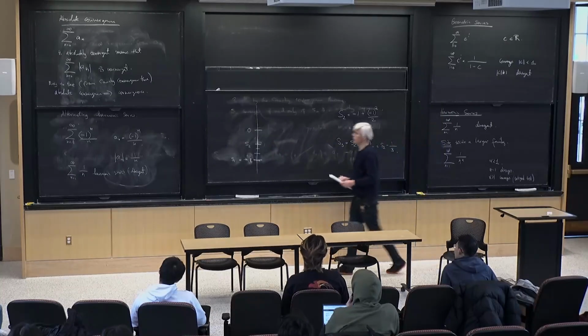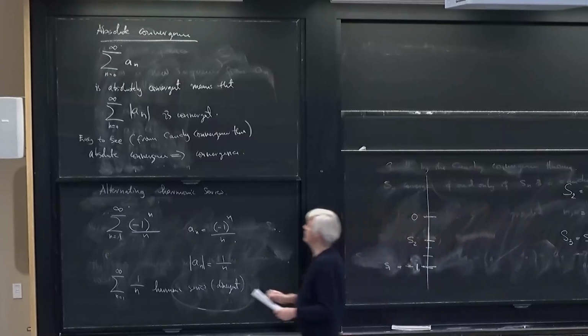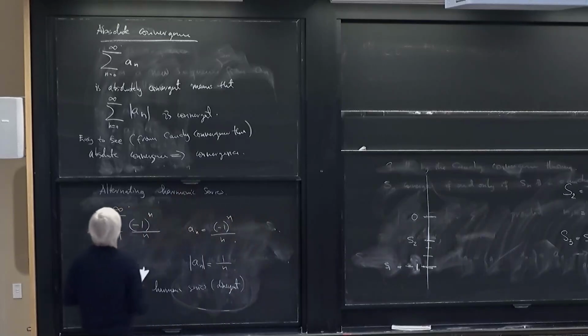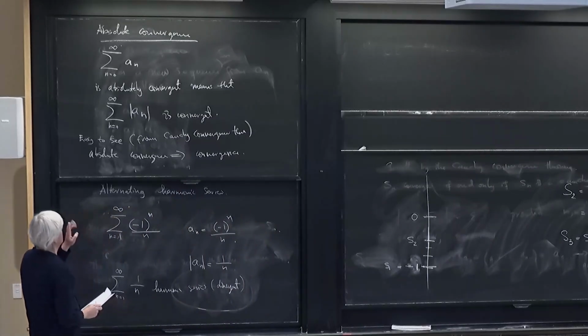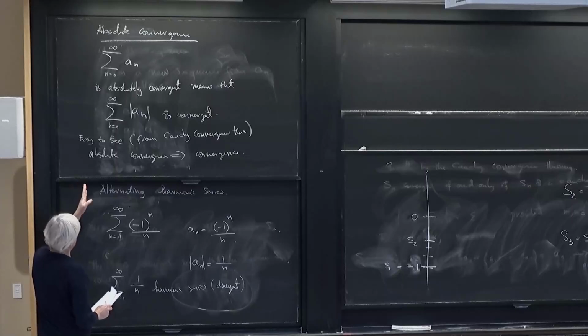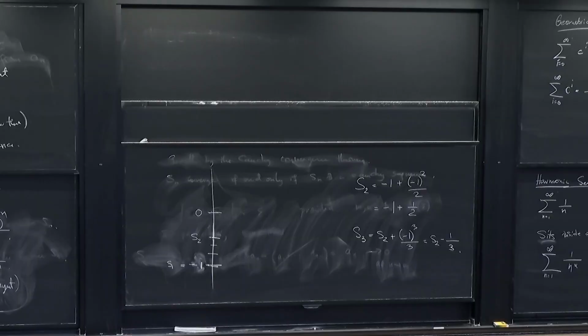But this just shows you that if you take a series, then absolute convergence means that if you slap an absolute value sign on it, then that new series also converges. Absolute convergence implies convergence, but not the other way around.